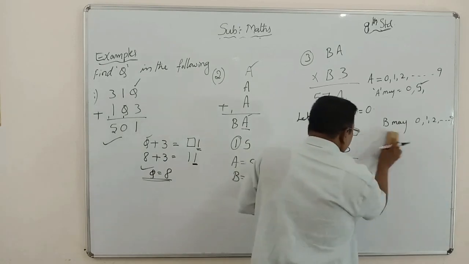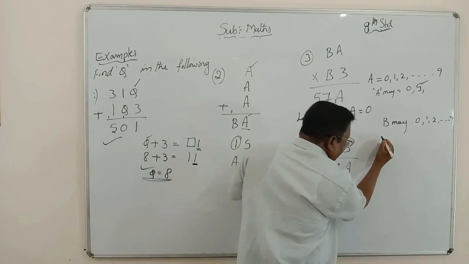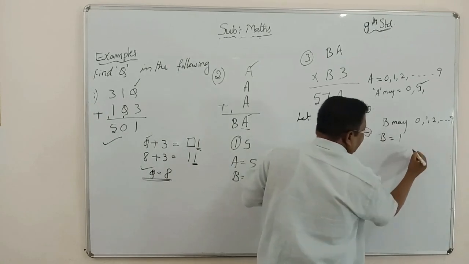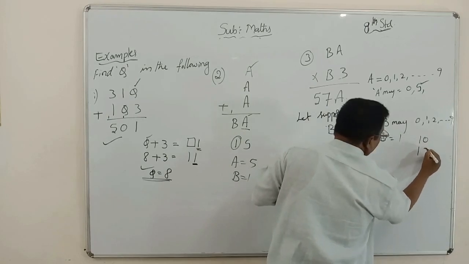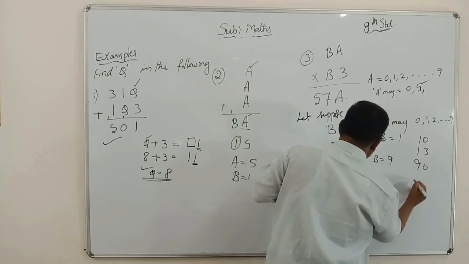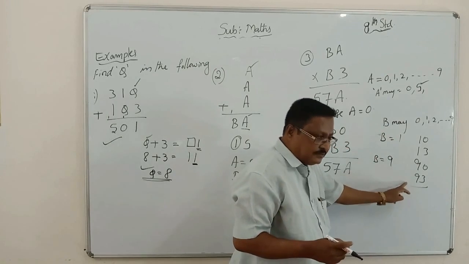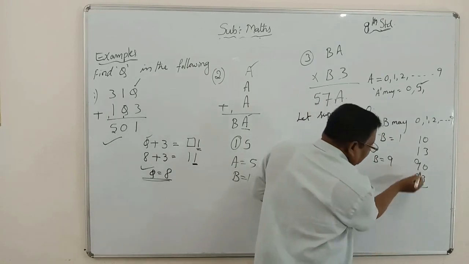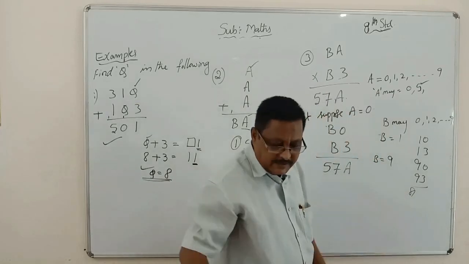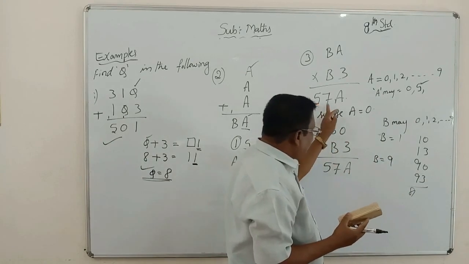Next. See here, when B is taking 0. Suppose B is equal to 1 means 10 into 13. Suppose B is equal to 9 means 90 into 93. Here these are the multiplications. 90 into 93 means 9 9s are 81, 8100 and above. Here we want 570, above.